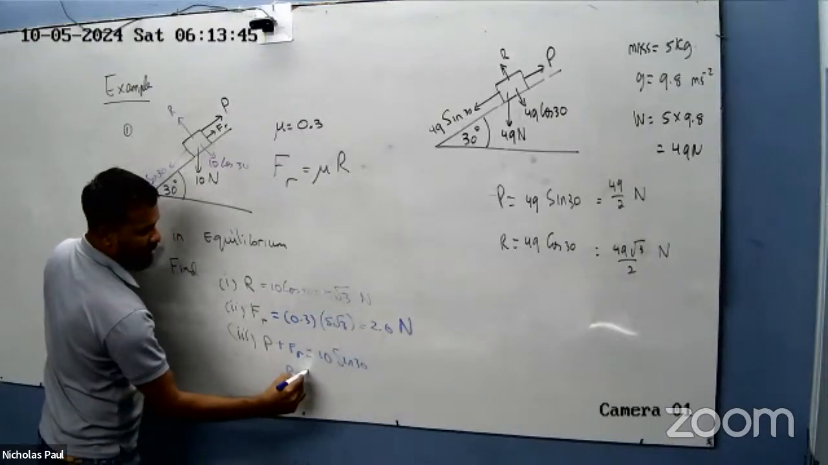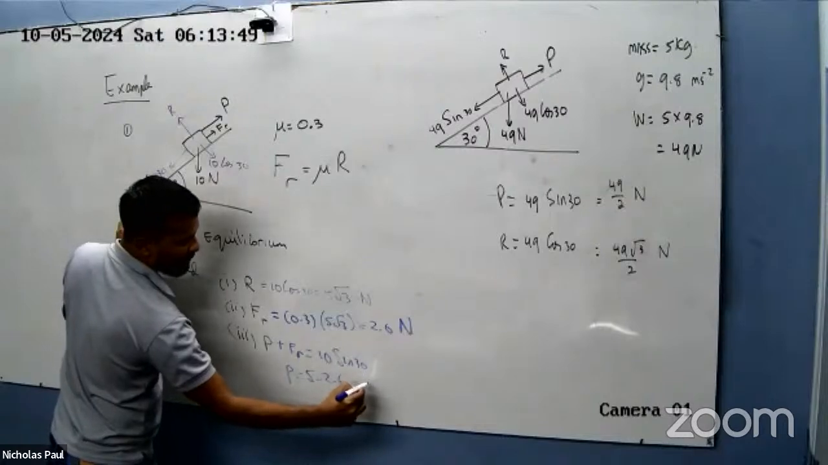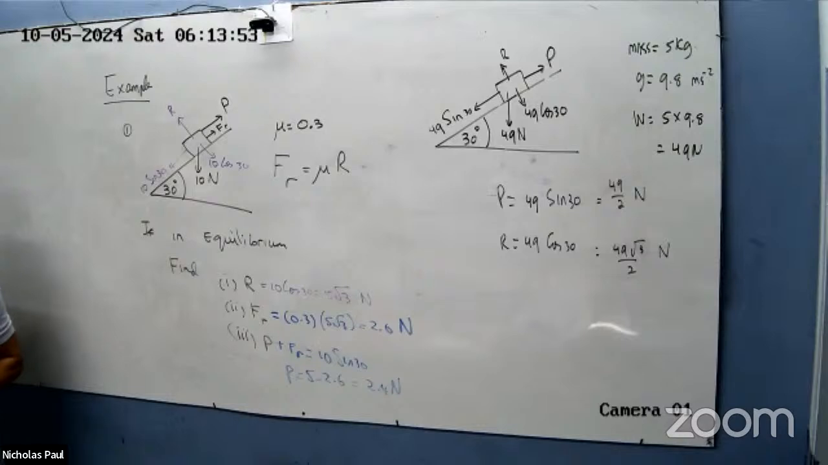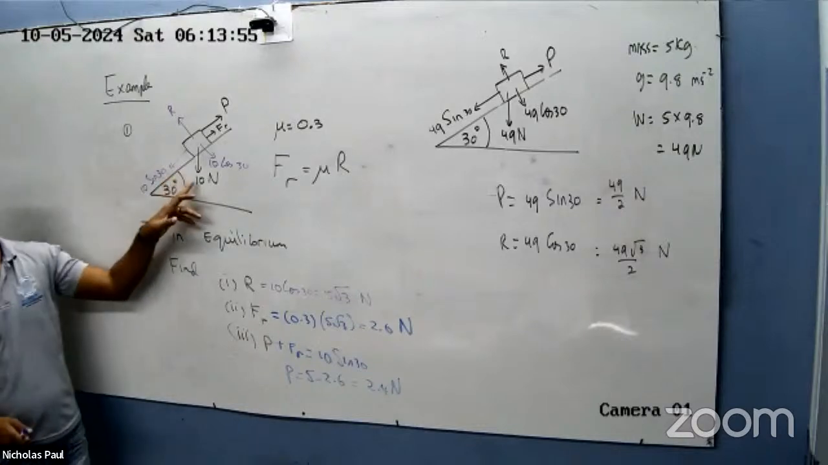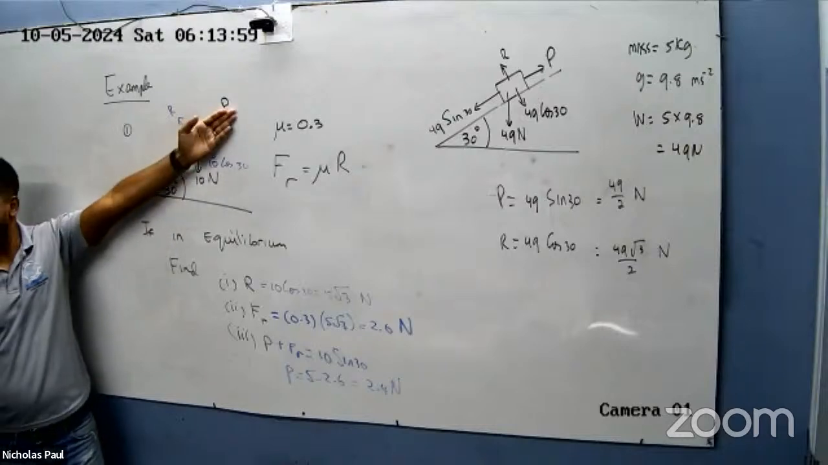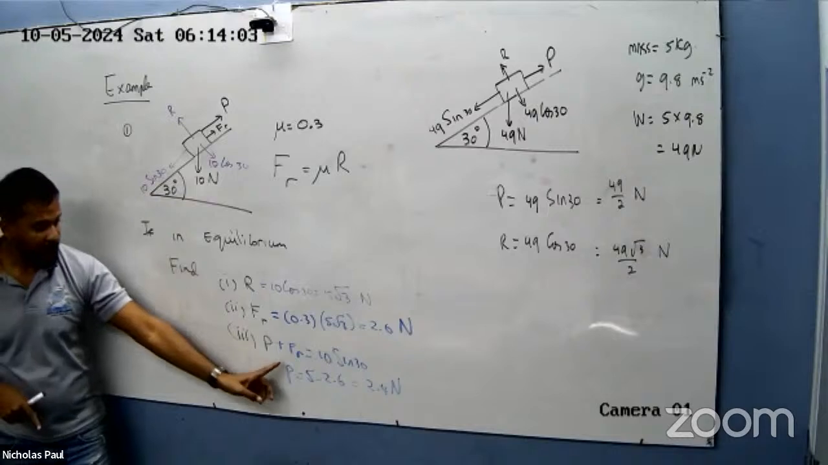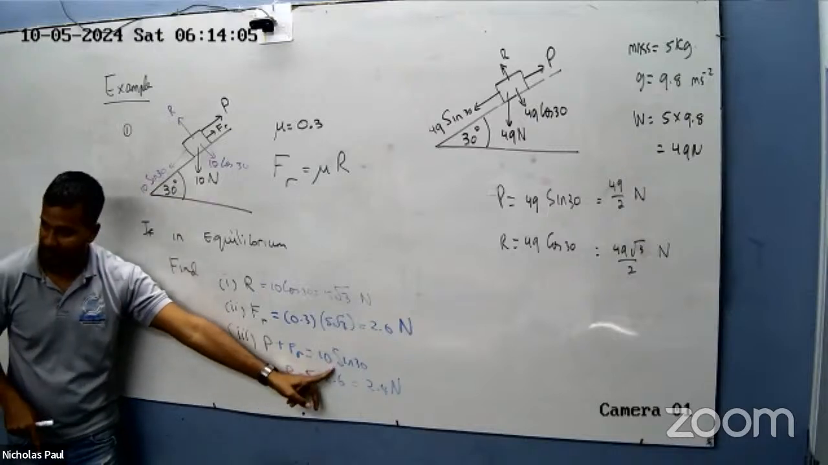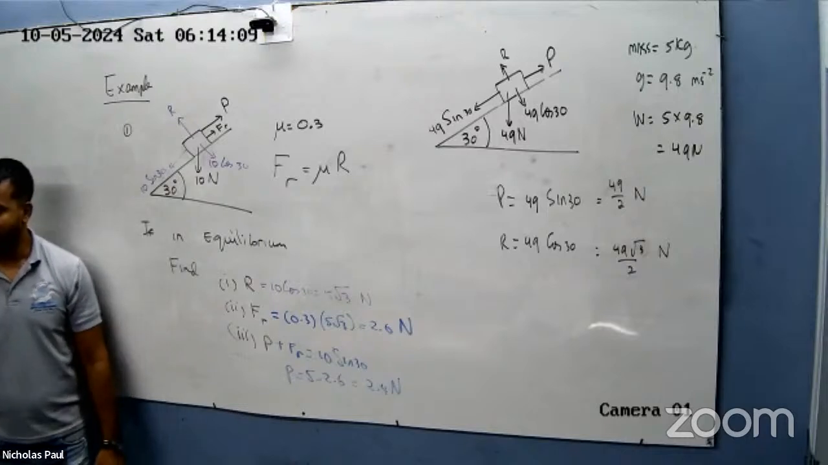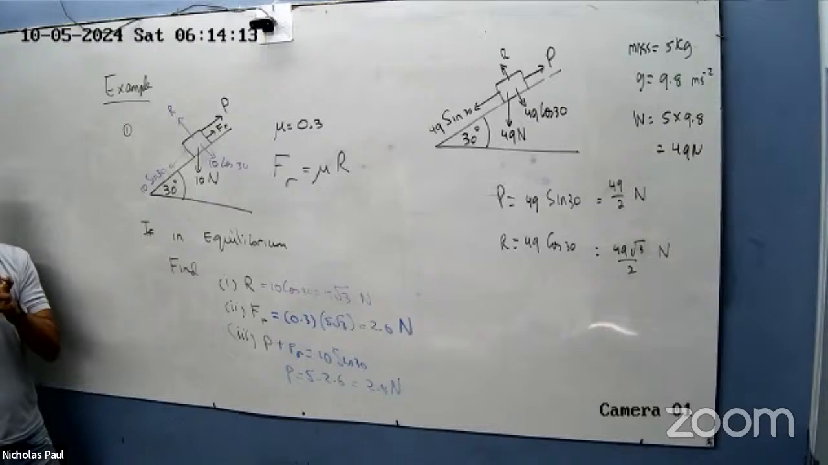P is equal to 5 minus friction. Why am I minusing it? Because for this to be in equilibrium, the two forces acting upwards have to be equal to the one force acting down. Right? So this plus this is this. So to find P, I take away the friction. That's okay? So you have to consider all the forces acting, right?